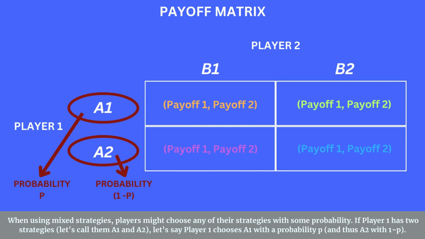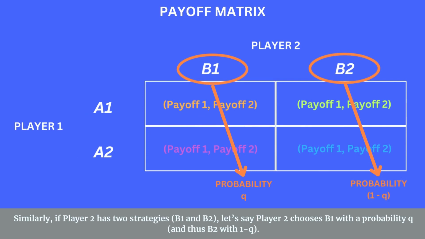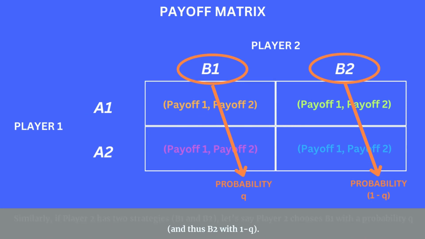If player 1 has two strategies, let's call them A1 and A2. Let's say player 1 chooses A1 with a probability P, and thus A2 with 1 minus P. Similarly, if player 2 has two strategies, B1 and B2, let's say player 2 chooses B1 with a probability Q, and thus B2 with 1 minus Q.